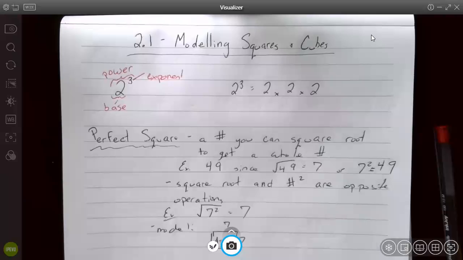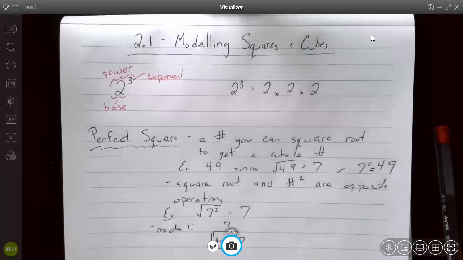Hey guys, today we're starting the second chapter, which is all about powers. So anything that has an exponent. We'll start today just by going over how we model powers and what they really mean, as well as how to cancel them out. Okay, so this is lesson 2.1, modeling squares and cubes.